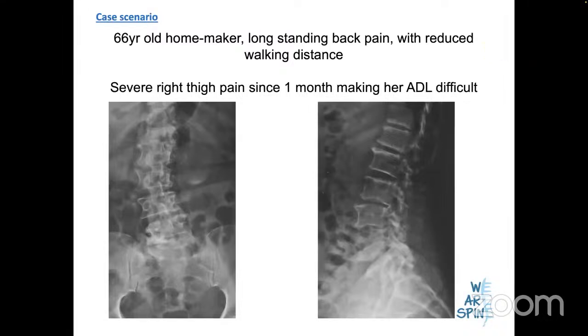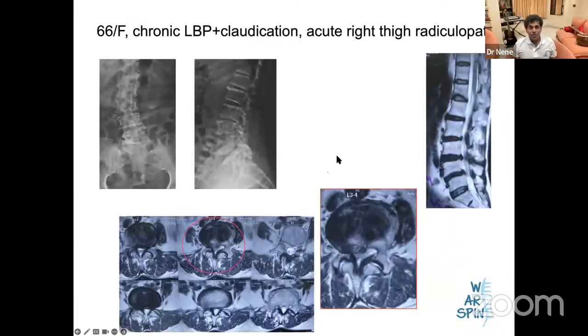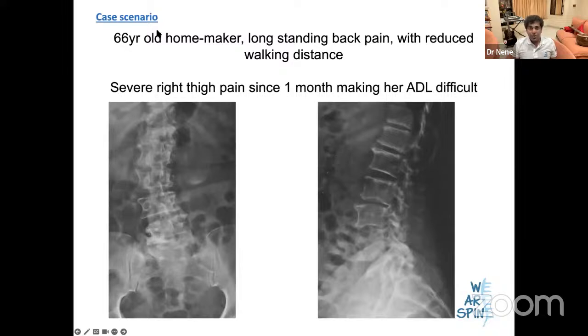So here's another lady who comes with a short history of leg pain. As you can see from the first line, she has a long history of claudication, but she's okay with it, which means it's a compensated lumbar stenosis or compensated claudication. Her lifestyle has not gotten affected with it. And over the last 5 or 10 years or whatever, there's no significant deterioration in that. But today she comes with an acute right thigh pain of 1 month duration.